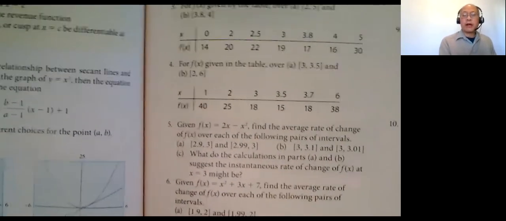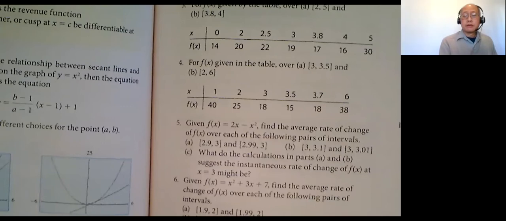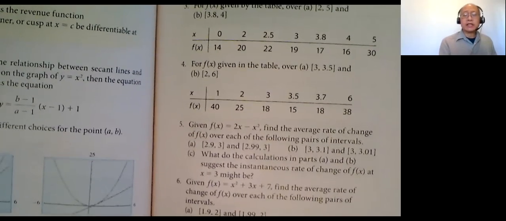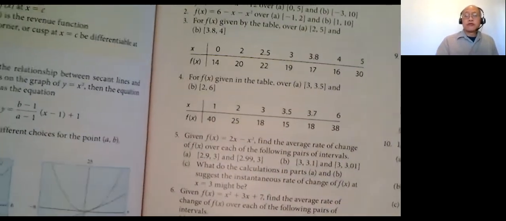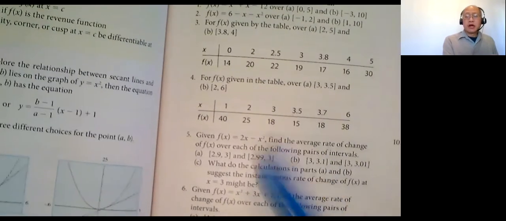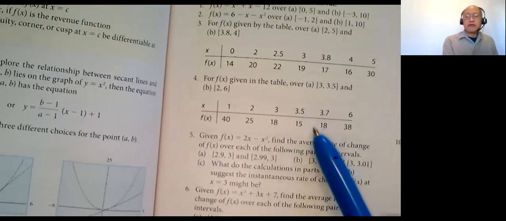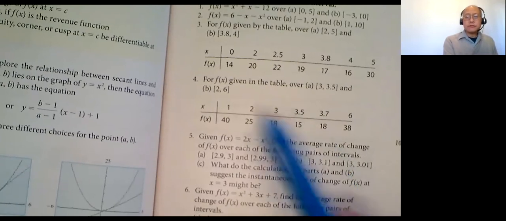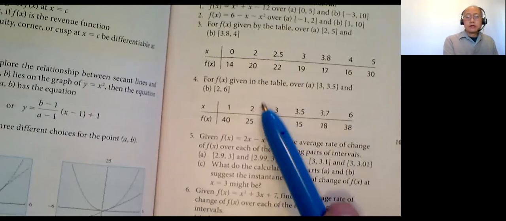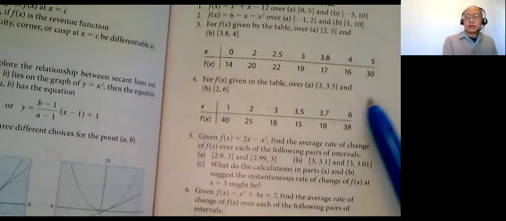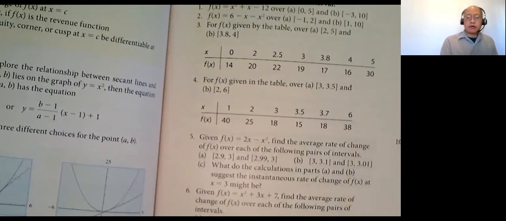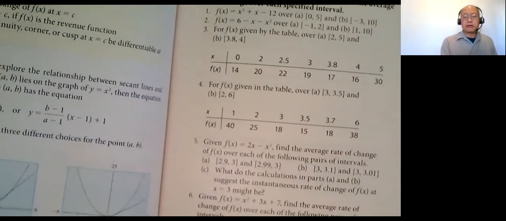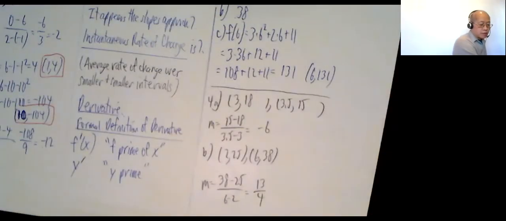And then going back to number 4, and your number 3 is similar. This time they just give you a table. They already give you the x and y. See where it says f of x? That's already y. So from 3 to 3.5, I'm using 3 comma 18 and 3.5 comma 15. 2 to 6, 2 comma 25, 6 comma 38. Again, unfortunately, I can't show you both at the same time, so you have to take my word for it, but you're just reading it right off the table. So it's actually easier. There's no computing to do. Just read it right off the table.